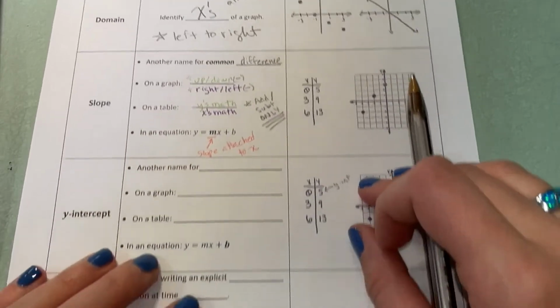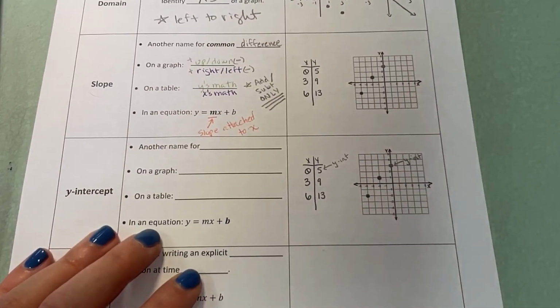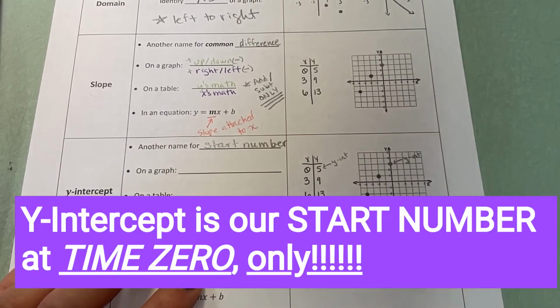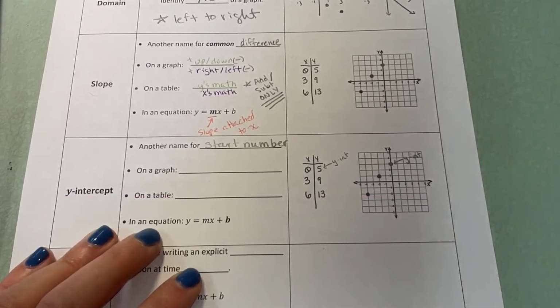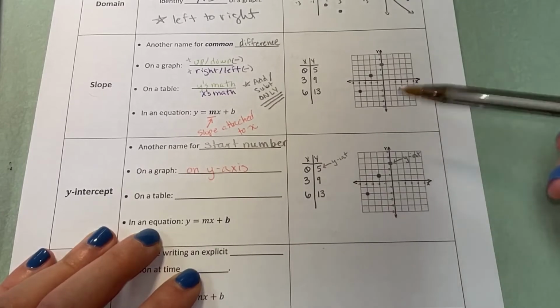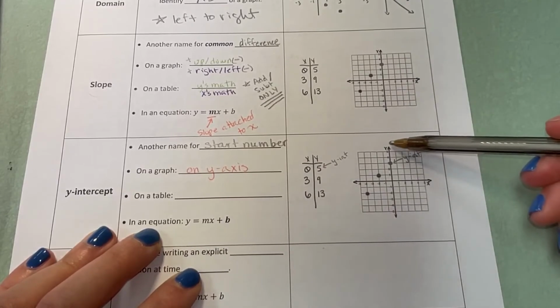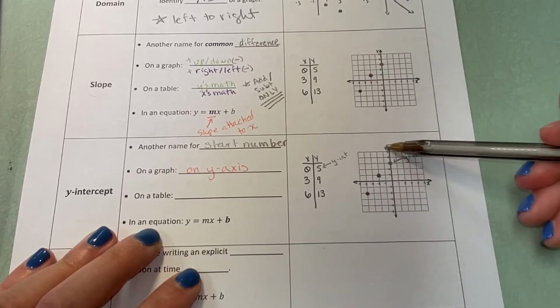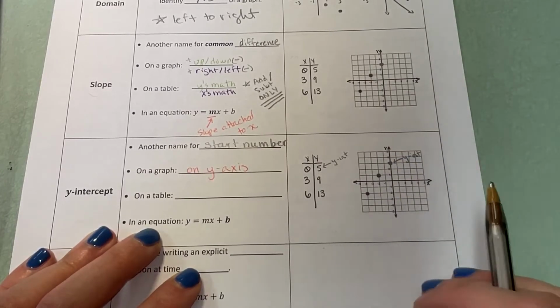Okay, let's look at the y-intercept. So the y-intercept is another name for our start number, all right? Now, to find a y-intercept on a graph, it's on the y-axis. And remember, the y-axis is the bold line on a graph that goes up and down. It even has like a y next to it.